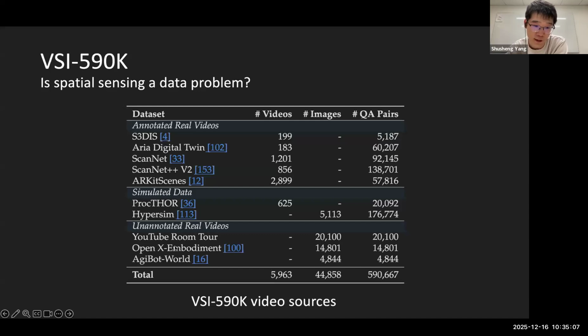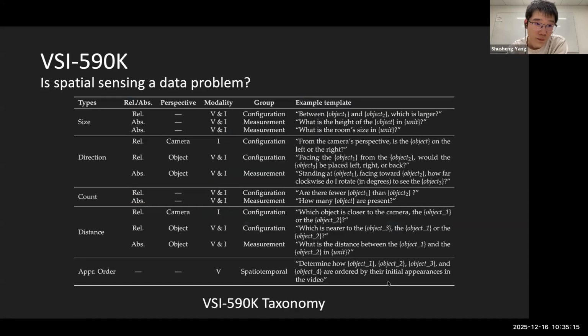curate some unannotated videos. And in total, we can collect around 600,000 QA pairs. And following VSI-Bench, we design our taxonomy from different types. For example, our question answering pairs will be designed for the object size or the directions between the objects or the number of certain objects or the distance between objects or the appearance order of one object or several objects in the video.